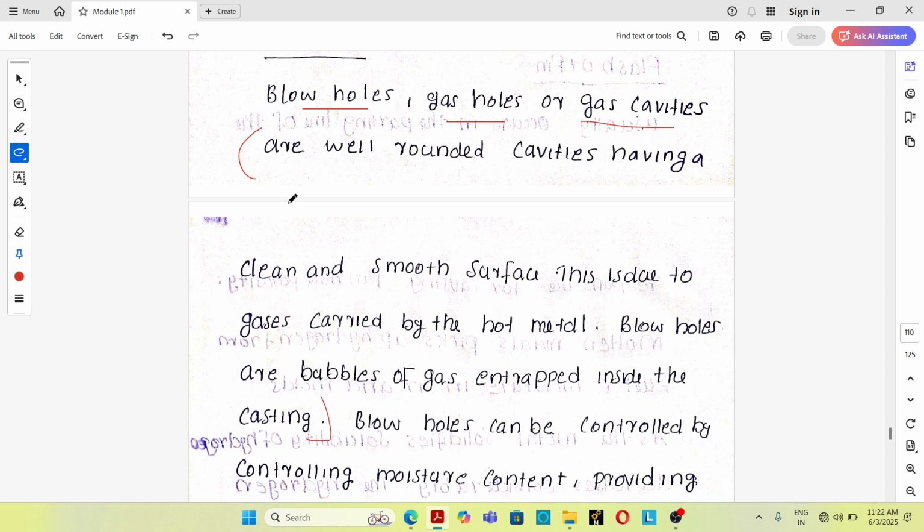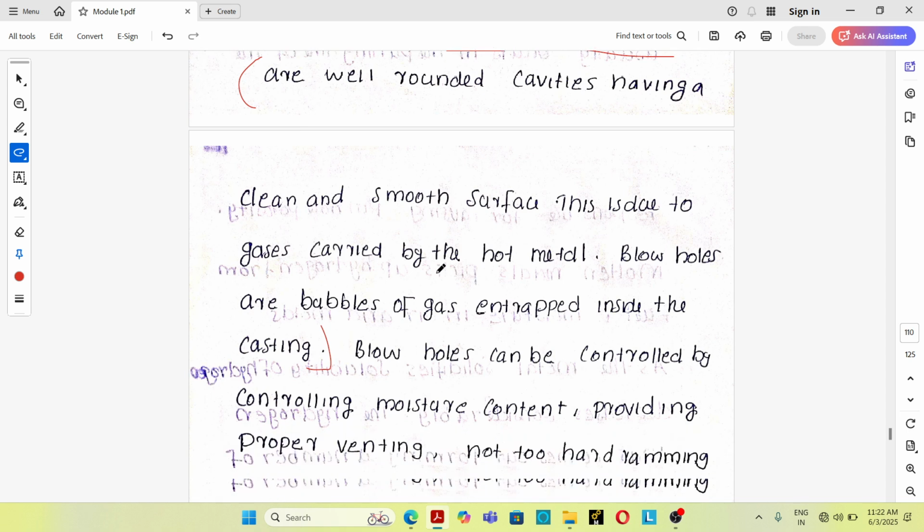The main reason for blowhole is gases trapped inside the molten metal, and that space will not be occupied by the molten metal. This defect is seen as round cavities having a clean and smooth surface. The main reason for blowhole is gases that are entrapped inside the molten metal.